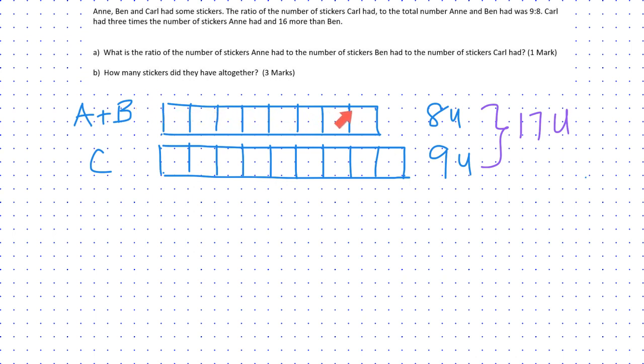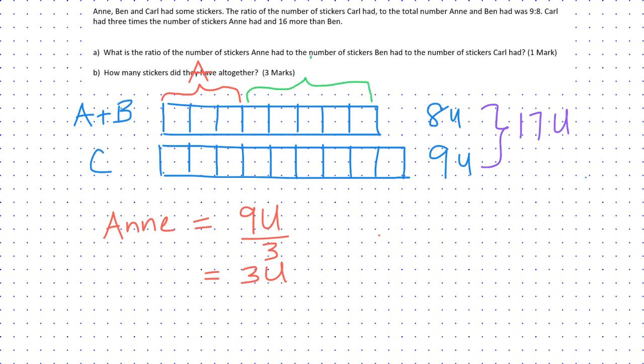is the amount Anne has. So the question says that Carl had 3 times the number of stickers Anne had. So to find the number of stickers Anne had, we divide the number of stickers Carl had, which is 9 units, by 3, which is 3 units. So out of the 8 units here, Anne had 3 units of stickers. And the rest, which is 5 units, is the number of stickers that Ben had.